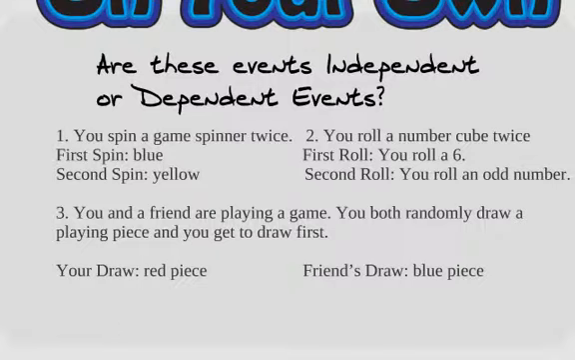What'd you get? All right, with a game spinner, these spins are not dependent upon each other. Right? No, it doesn't affect it if I get a blue first and then a yellow. The game spinner, it's not affected, so therefore it's independent. Same thing with number 2. When you roll a die, the roll of a 6 and then you get an odd number is independent of each other. It doesn't change the probability. Whereas in number 3, I drew a red piece first, I kept it, that's what I was going to use, and then my friend drew a blue piece. There weren't the same amount of pieces in the bag or wherever you're drawing them from because I kept the red piece. Okay?